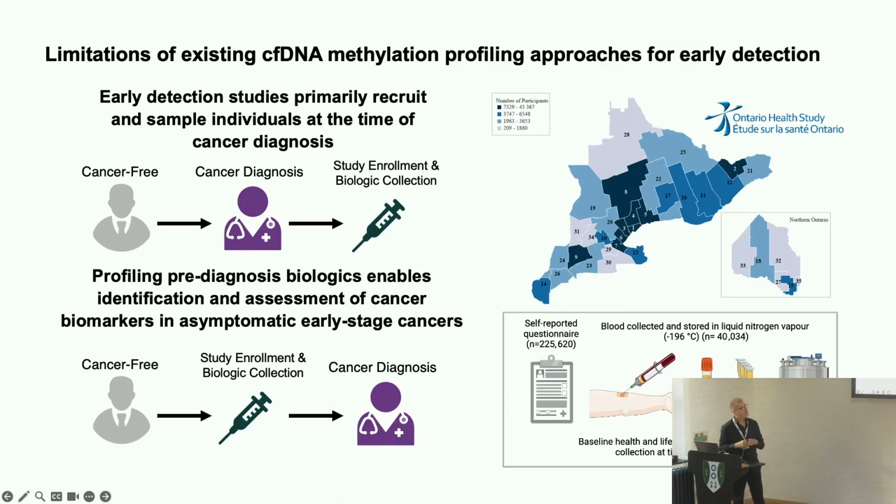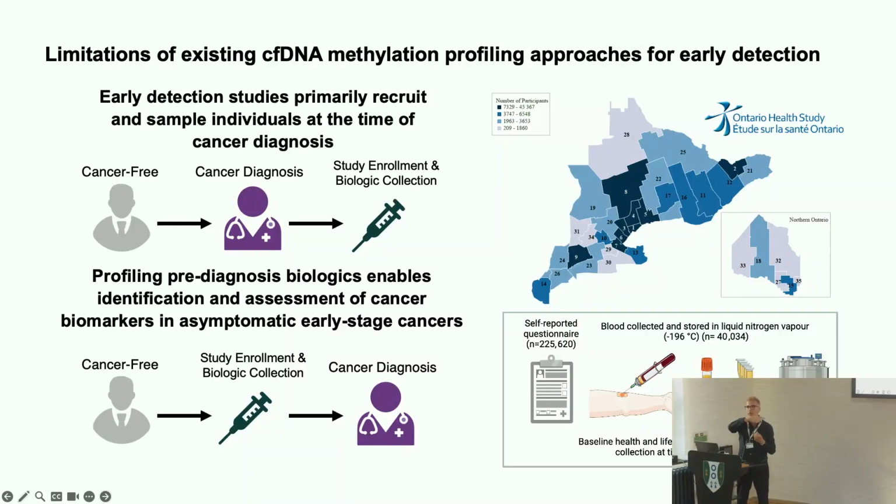And what we've been doing is leveraging, from this map again of Ontario, just from Ontario so far, bloods from people who had never developed a cancer. And because they've all consented to allowing us to link to their administrative health records or their electronic health records, we know who's gone on and developed a cancer.